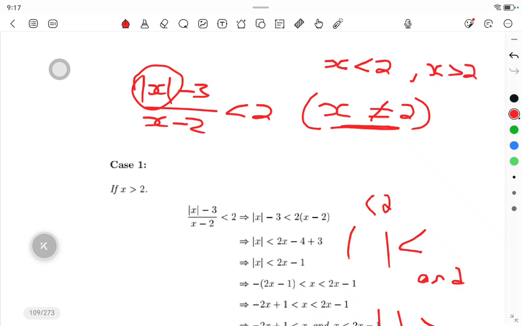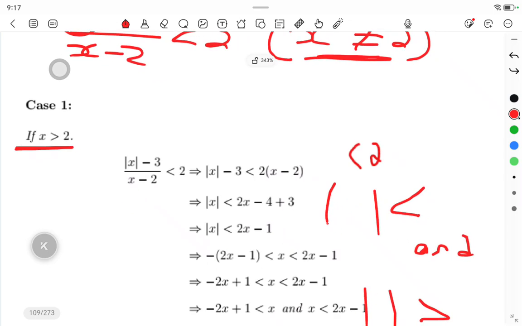We have case number 1 where x is greater than 2, case number 2 where x is less than 2. So for case 1, if x is greater than 2, we're going to solve this. First, we must make sure that the x is alone. If we want this to be alone, I'll multiply both sides by x minus 2, and I'm going to have this. Then I take 3 to the other side, simplify, and I get 2x minus 1. Then I get the absolute value of x less than this.